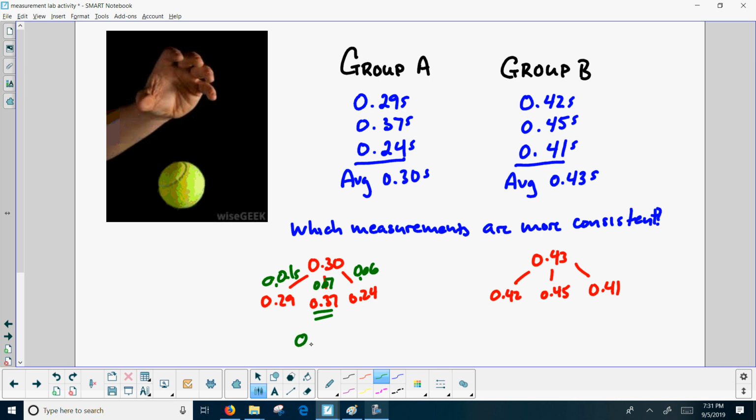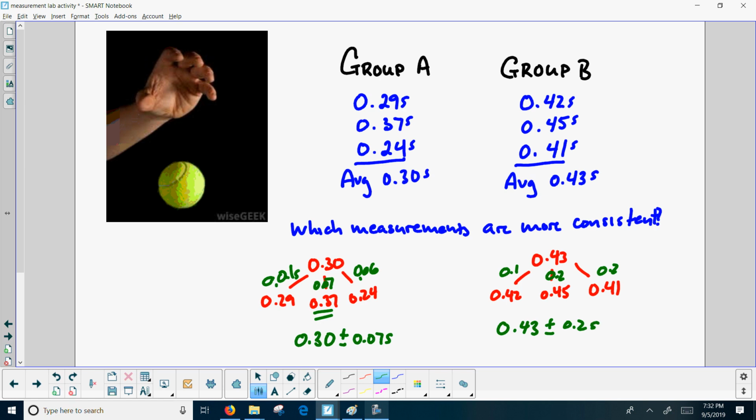And what you do is then do this. You write down the average for the precision. So 0.30 plus or minus. My worst measurement was off by 0.07. So 0.07 seconds. That's the consistency here. Let's look at group B. So group B, we have our average over here. The first measurement was off by 0.1 from the average. This is off by 0.2. The next measurement's off by 0.2 as well. So here, my measurements are 0.43 plus or minus worst measurement 0.2. So we can be 0.2 seconds higher or lower.